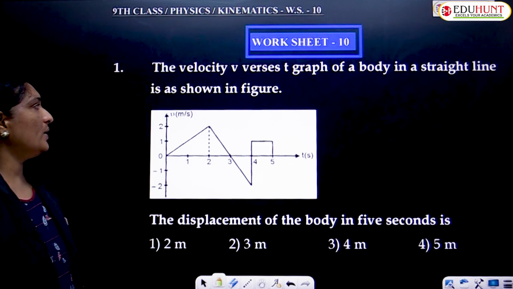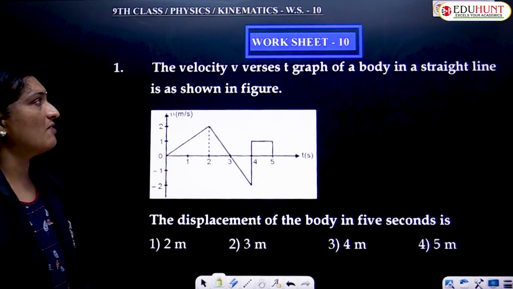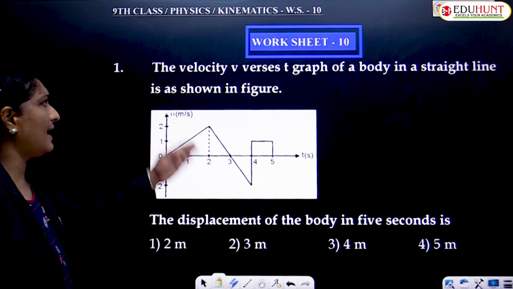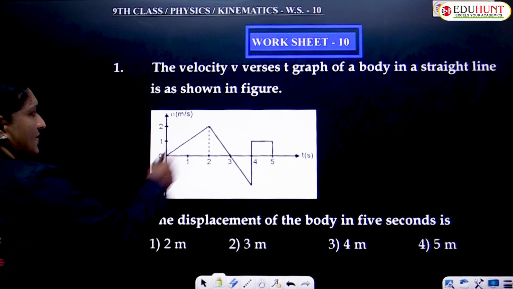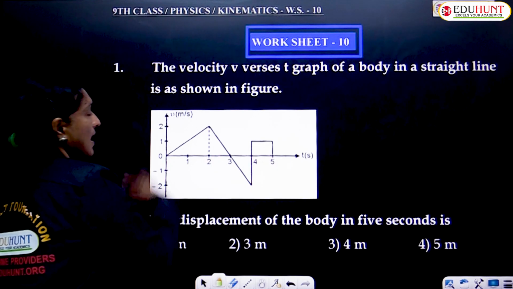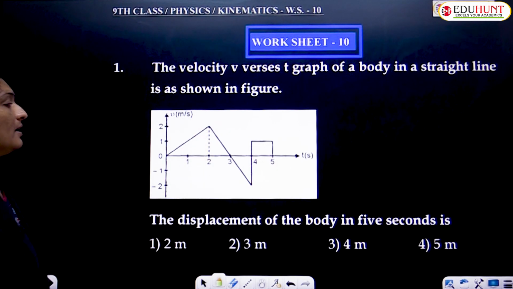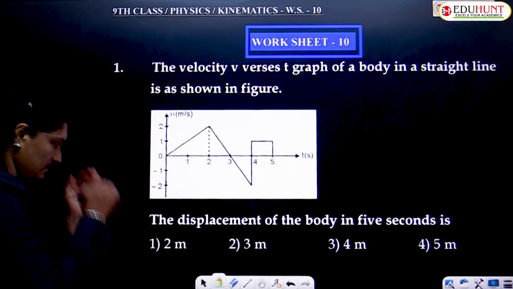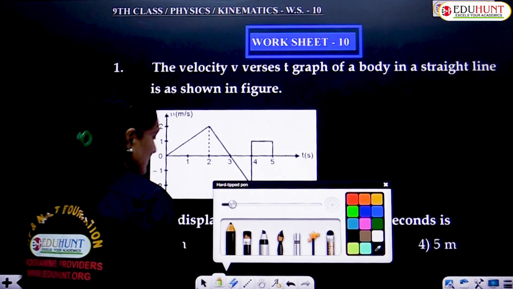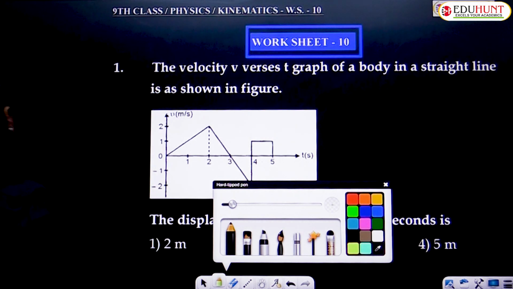The velocity v versus t graph of a body is a straight line, of course, with up and down motions as shown in the figure. You're asked to find the displacement of the body in the first 5 seconds. But before starting, let us recall the concept.